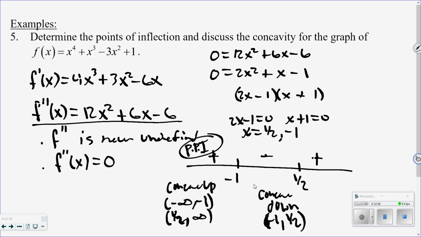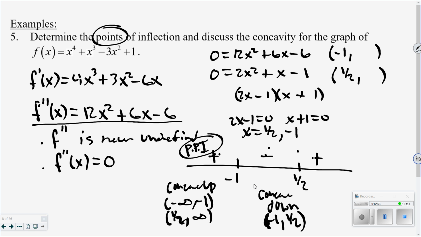Okay, second part is it wants me to find the points of inflection. Be careful with this. Make sure you recognize that it says points. So finding points of inflection, the first point is where it changes from concave up to concave down at -1. So that's a point of inflection. Then it changes from concave down to concave up at a half.